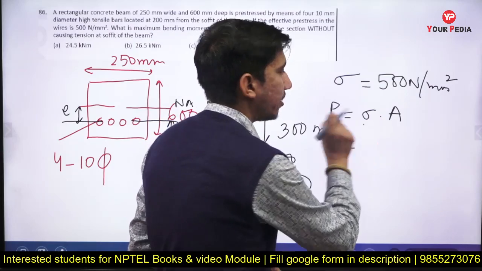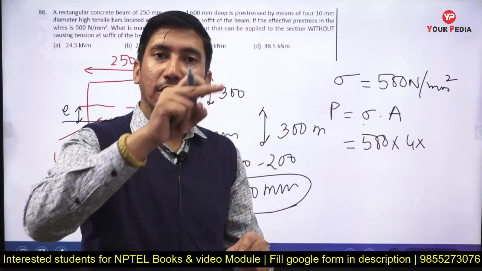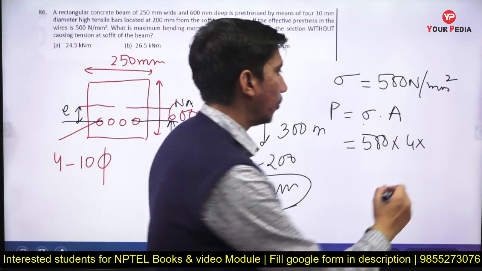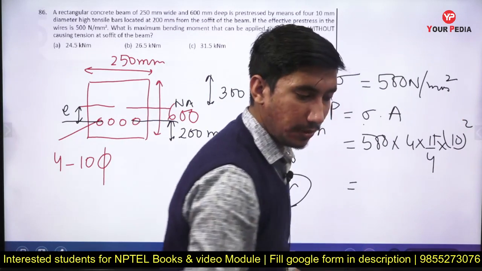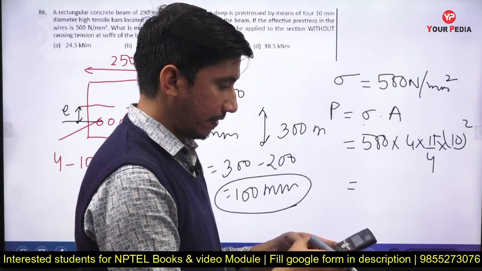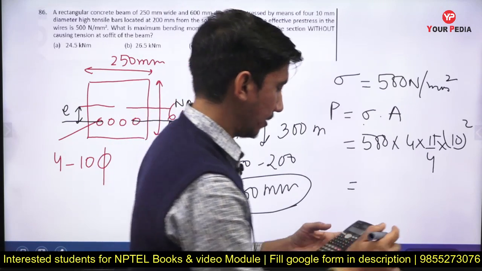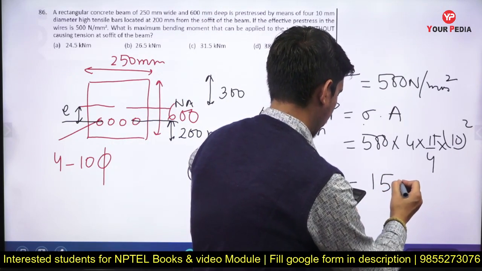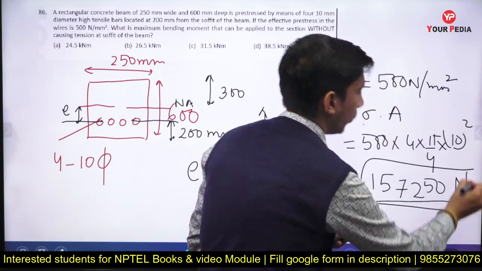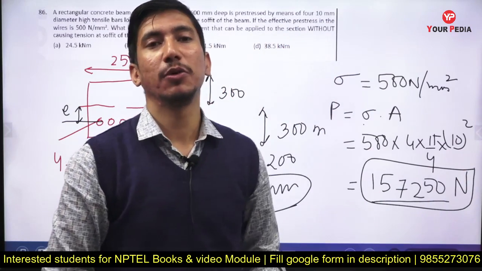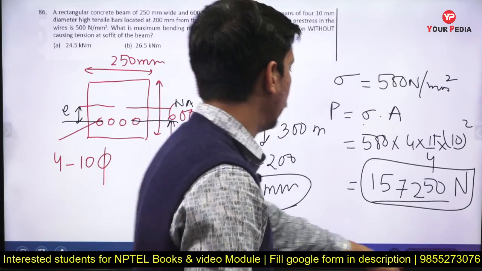Okay, so this stress will be 500, and the area in this case will be the cross section area of the high tensile bars. So this will be pi by 4 into 10 square. This will come out to be 500 into 5 into 100... this comes out to be 157,250 Newton. Okay, so this was the initial pre-stress force with which we were pulling it. Okay, now I'll move on to the next.